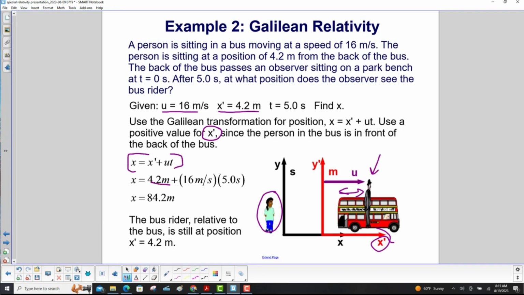X prime is the position of the person relative to the moving reference system. Here's the velocity of the reference system m, which is where the bus is tied to. Here's our elapsed time. And we find that after 5 seconds, this person observes the bus rider 84.2 meters away. The bus rider relative to the bus is still at position x prime equals 4.2 meters.